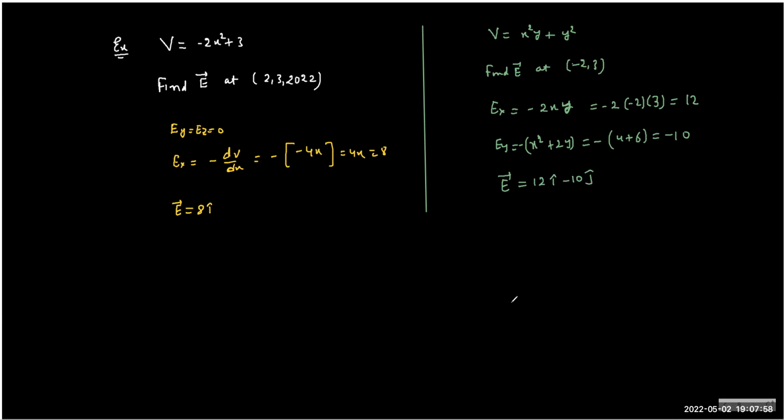Now, if you want to find the net value, you can just take the modulus, the way you know. The mod of E is the square root of 12 square plus minus 10 whole square, which is 144 plus 100 under root. I will not solve it fully, so you can understand. This is 2 root 61, right? And the last question will be like when it is a function of everything.